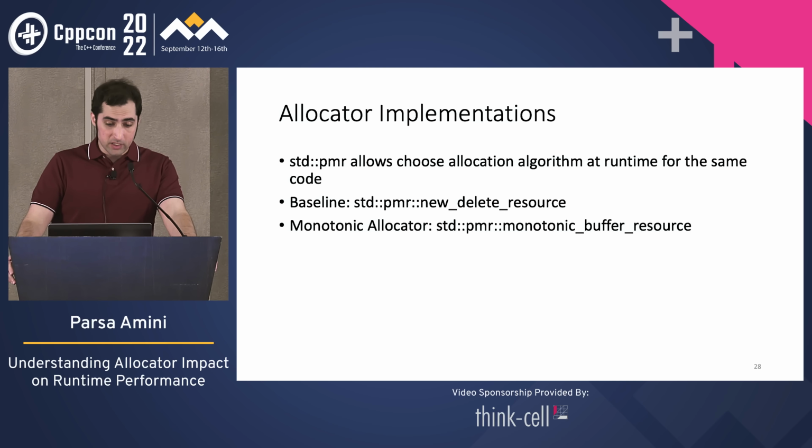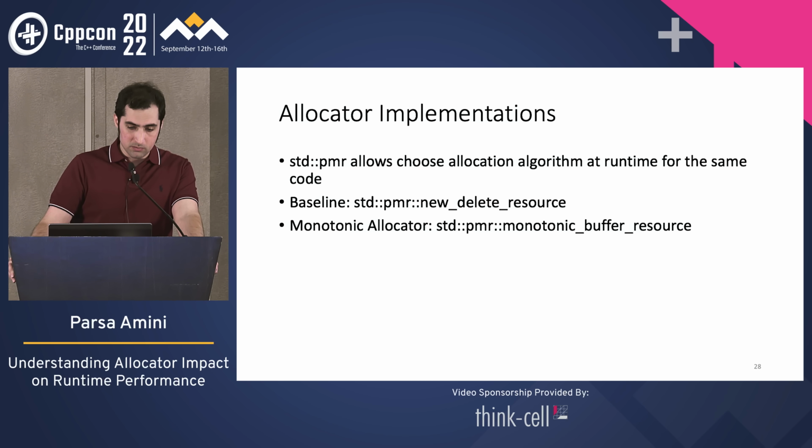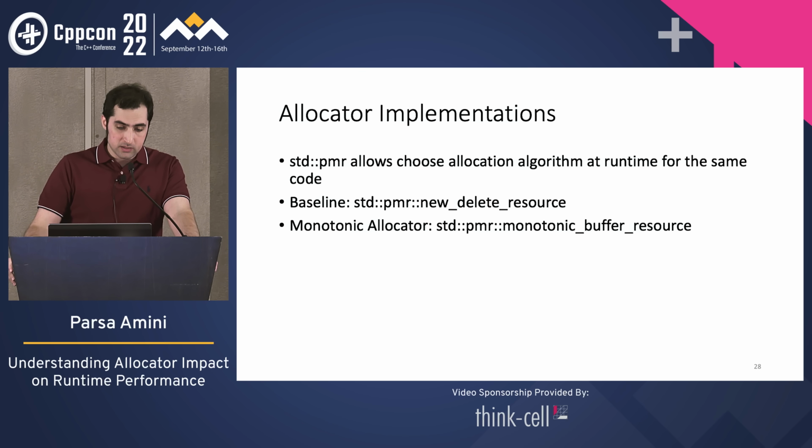Now, as for allocator implementations, we need 4 experiments. We use what's under the std::pmr namespace. The allocators under std::pmr allow choosing the allocation algorithm at runtime for the same code. That's what we're using it for. The baseline case is using it without an allocator, which is equivalent to std::pmr::new_delete_resource. And the contender we're using is the monotonic_buffer_resource.